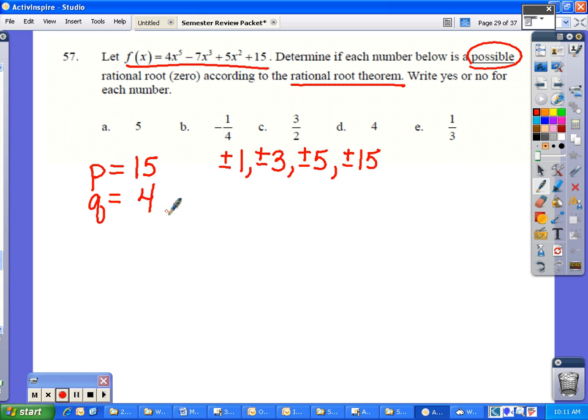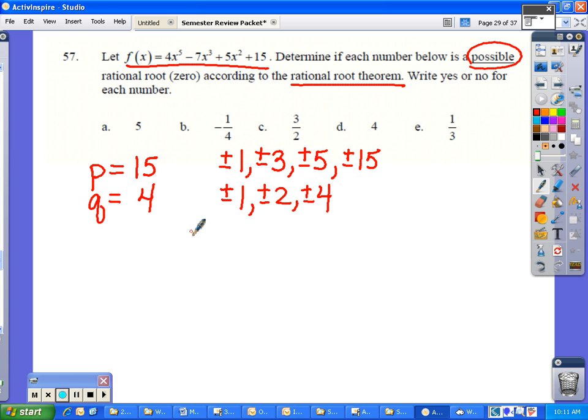For q, I really only have a couple of those. I have, of course, 1. We also have 2, and then 4. So we have 8 possible factors of 15, the positive and negative versions, and we have 6 possible factors for 4, which are the positive and negative versions. So now we're going to see if we can get each of these values with these possible p's and q's.